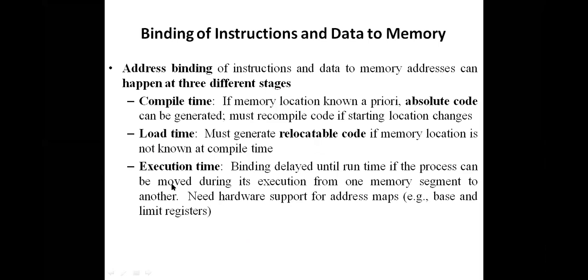the execution time. So compile time means at the time of compilation, if the memory location is known to you priorly, then automatically the absolute address will be generated at the time of compilation. So whenever you want to change your address, after some time the process will be moved from one memory location to another. Sometimes the program may be swapped out from the main memory and swapped into the main memory later. That is called swapping.